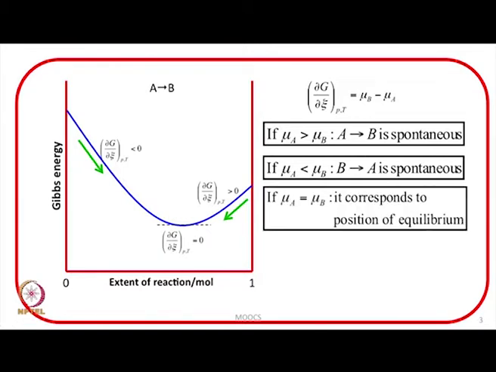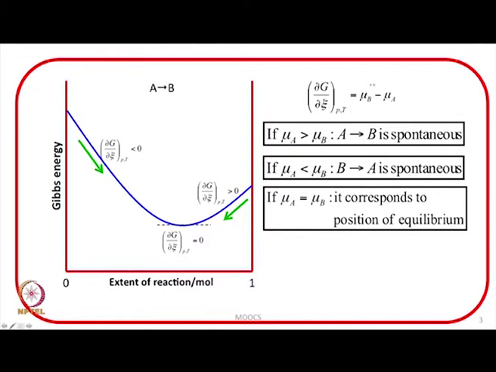And the equivalence, if the chemical potentials of A and B are equal, then that is a position of equilibrium, and this corresponds to this minima where the slope is equal to 0.